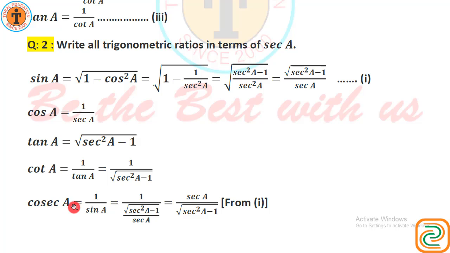Cosec A equals 1 upon sin A. We have seen sin A equals root of sec square A minus 1 upon sec A. Sec A is in the denominator of the denominator, so it will go to the numerator. So cosec A equals sec A upon root of sec square A minus 1. This is from result 1: sin A equals this one, so we can take that result in place of sin A.